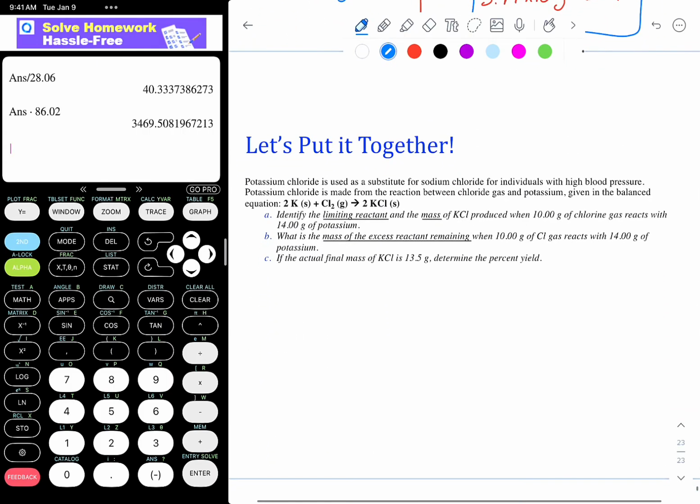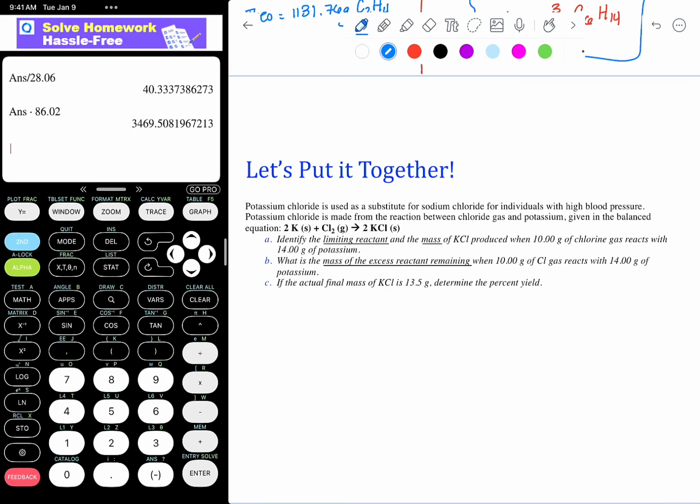Okay, I want to put everything from this lesson together now with this problem here. So, potassium chloride is used as a substitute for sodium chloride for individuals with high blood pressure. Potassium chloride is made from a reaction between chloride gas and potassium, given in the balanced equation 2K plus Cl2 goes to 2KCl. The first thing we want to do is identify the limiting reactant and the mass of KCl produced when 10 grams of chlorine gas reacts with 14 grams of potassium.